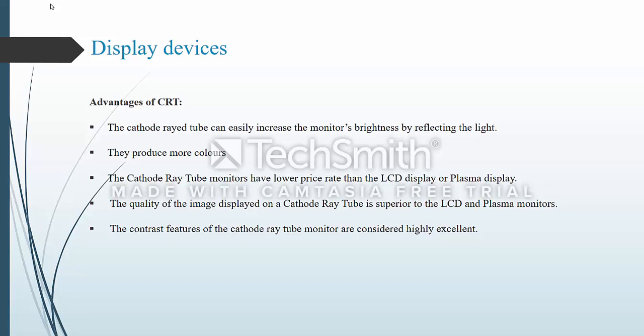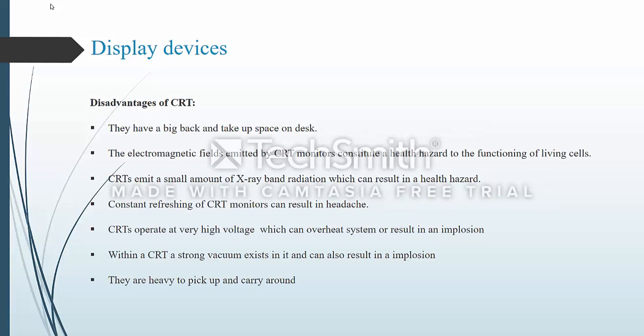Advantages of CRT. The cathode ray tube can easily increase the monitor brightness by reflecting the light. They produce more colors. The cathode ray tube monitors have a low price rate compared to LCD or plasma. The quality of image displayed on CRT is superior to LCD and plasma. The contrast features of cathode ray tube monitors are considered highly excellent.